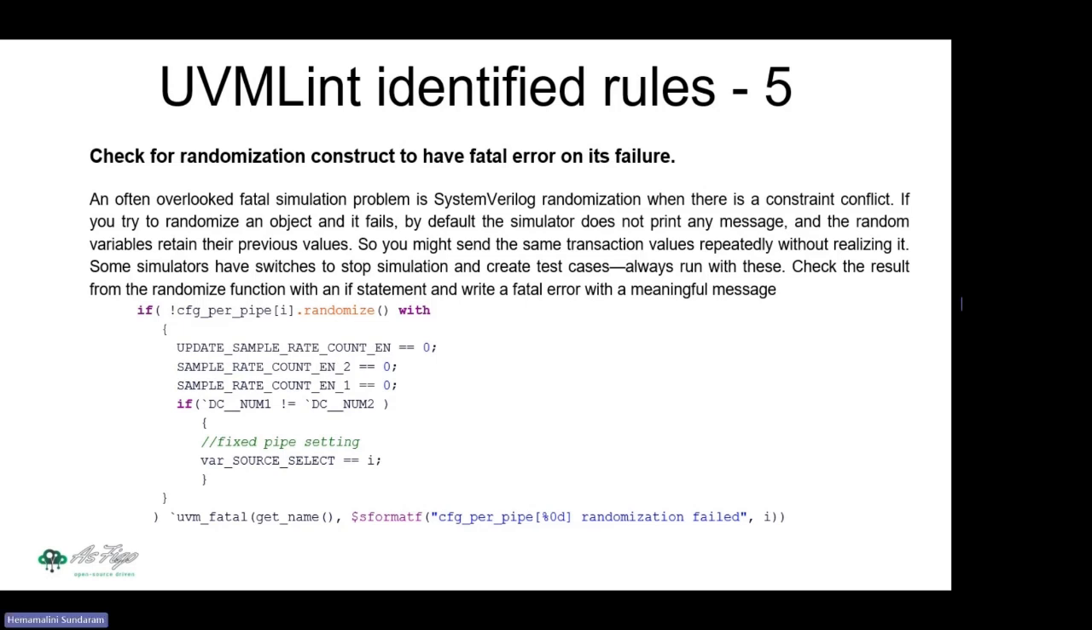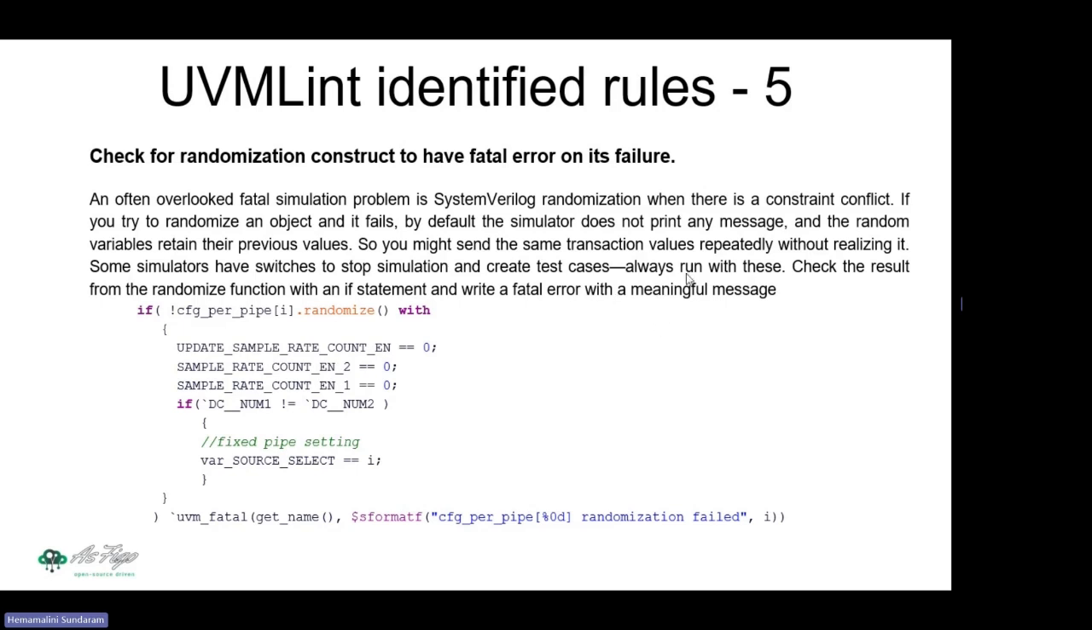So what happens is, since the failure has happened, there is a conflict. In SystemVerilog, during the SystemVerilog randomization, because the simulator does not print any message, these variables retain their previous values. So we send the same transaction values repeatedly without realizing it. Some simulators have switches to stop simulation and create test cases. Always run with these. Now, check the result from the randomize function with an if statement.